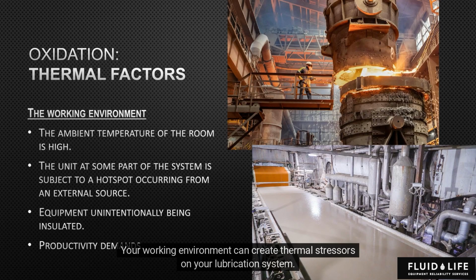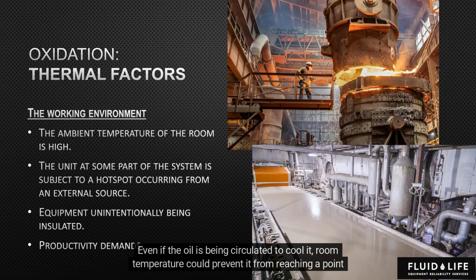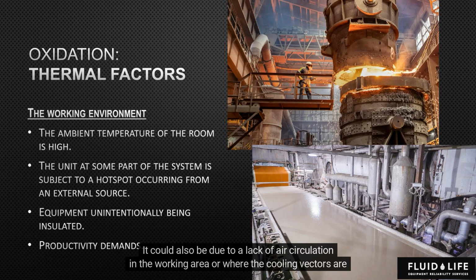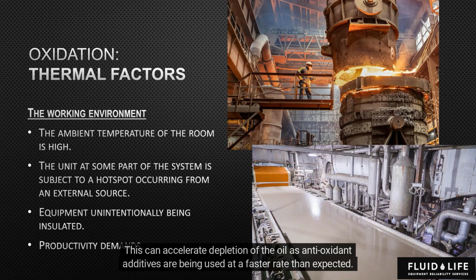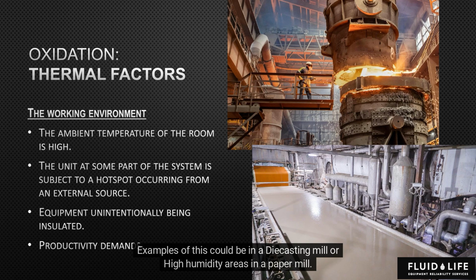Your working environment can create thermal stressors on your lubrication system. One way is if the ambient temperature of the room is high. Even if the oil is being circulated to cool it, room temperature could prevent it from reaching a point of sufficiency. It could also be due to a lack of air circulation in the working area or where the cooling vectors are located. This can accelerate depletion of the oil as antioxidant additives are being used at a faster rate than expected. Examples of this could be in a die casting mill or high humidity areas in a paper mill.